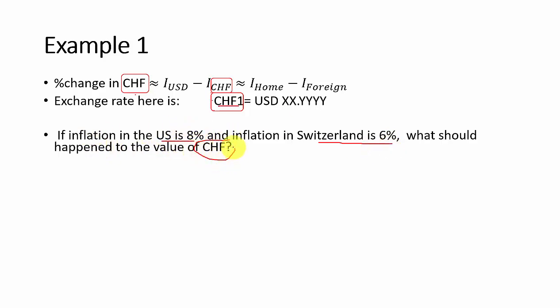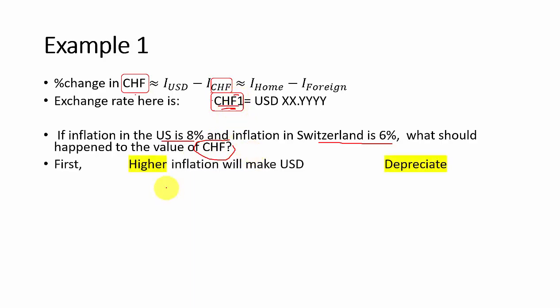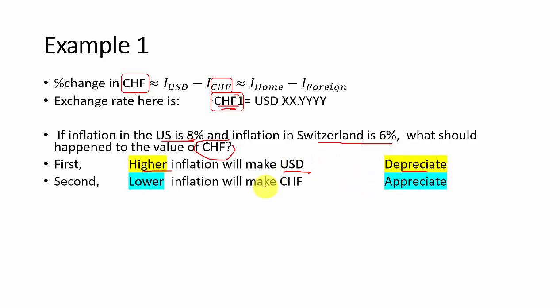So again, the currency we get quoted here. So first of all, what we know is very logical, right? Higher inflation in the US makes US dollar depreciate, clearly. Lower inflation in Switzerland makes the Swiss franc appreciate, right? Okay.